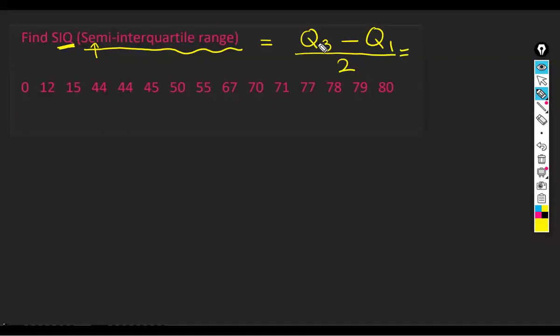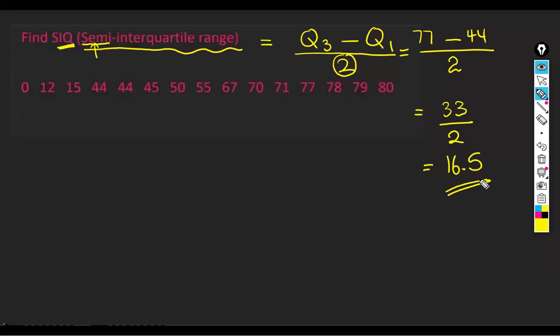So remember, Q3 was 77. The final answer for Q1 was 44. And all we have to do is divide it by 2. The reason we divide it by 2 is because of the word semi. Remember, semi means half, like a semi-circle means half of a circle. So the answer for this would be 77 minus 44, which is 33. You divide it by 2, and then you finish. You'll get 16.5. The semi-interquartile range is 16.5.